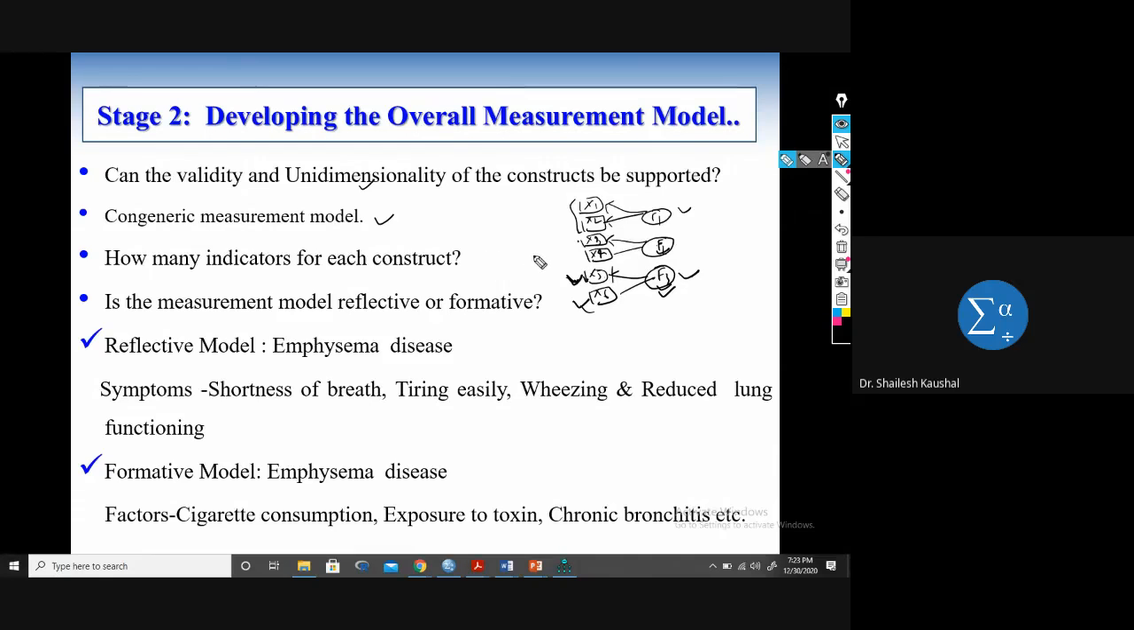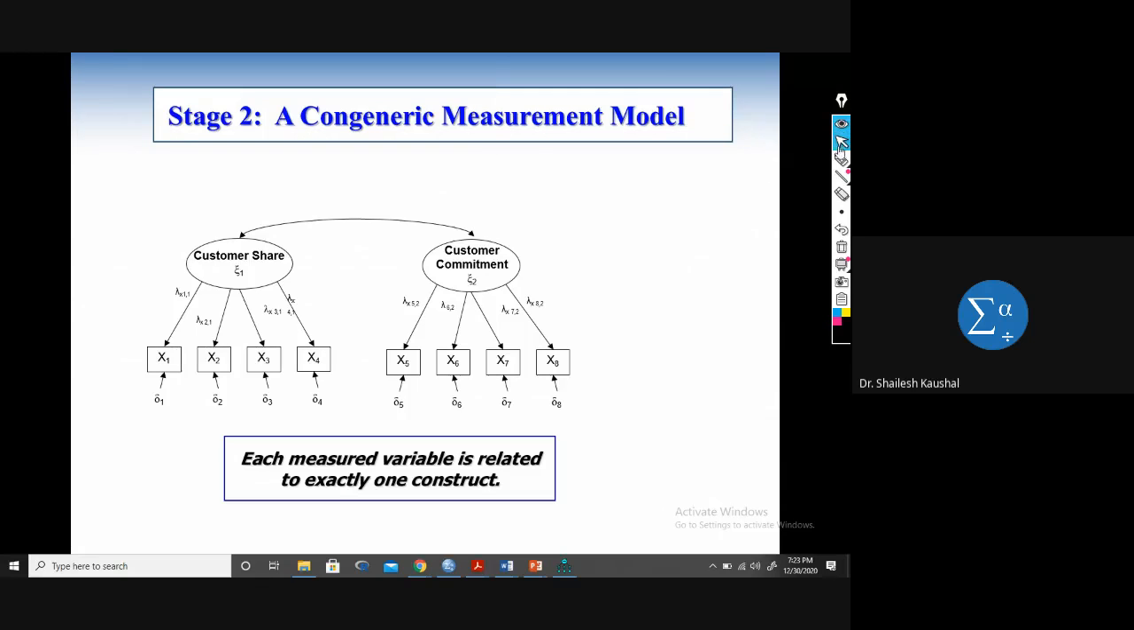Now the question is, how many indicators per construct? What should be the limit? So each construct should have a minimum of 3 questions. And then, is the measurement model reflective or formative? Our measurement model in this case study is a reflective measurement model, because we cannot perform a formative measurement model in this AMOS.